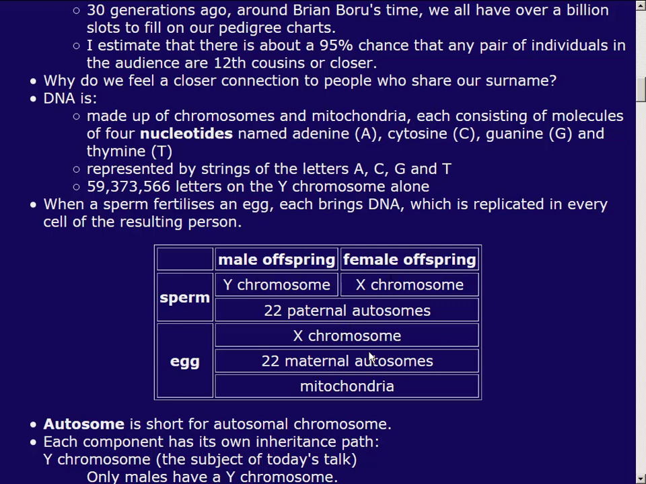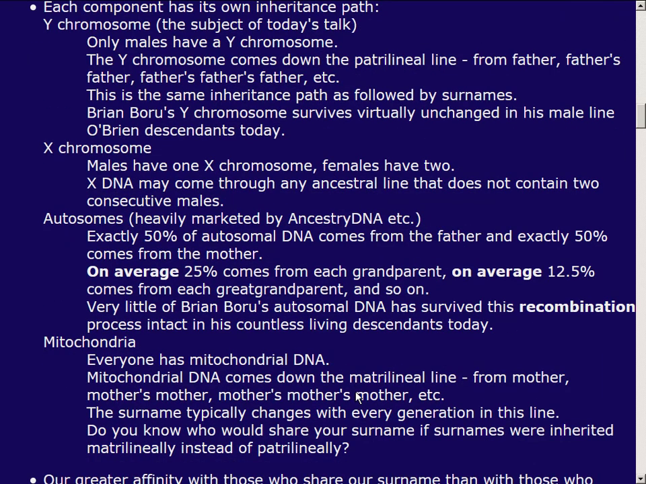So a female has two X chromosomes, one from the father, one from the mother. A male has one X and one Y, one from each parent. The egg also brings a part of the DNA called the mitochondria. They all have their different inheritance paths. The Y chromosome comes from my father, who got his from his father, who got his from his father. The same path that the surname traditionally follows.